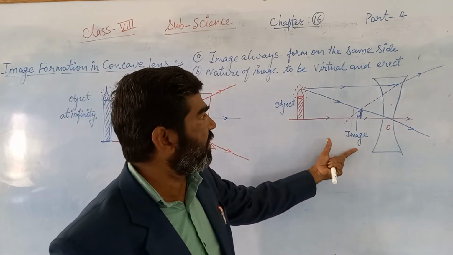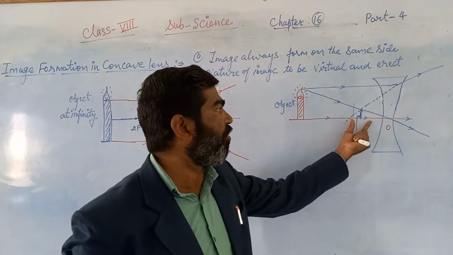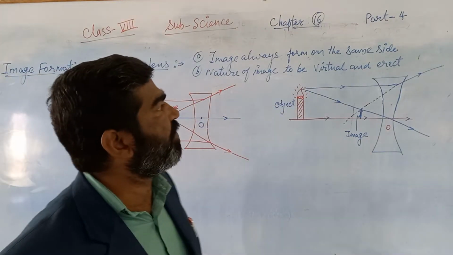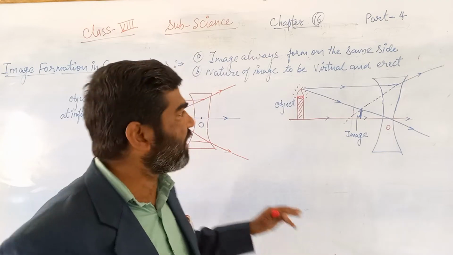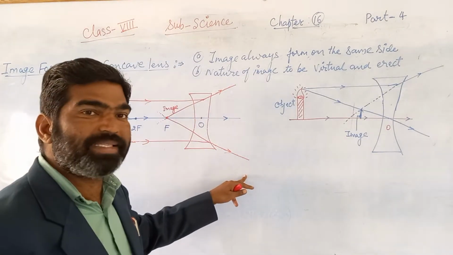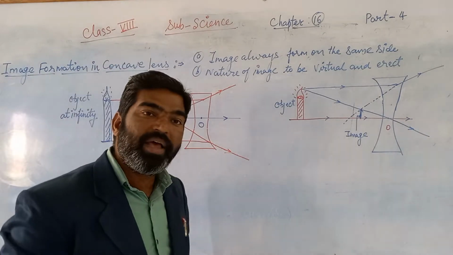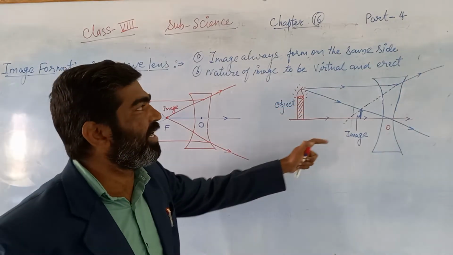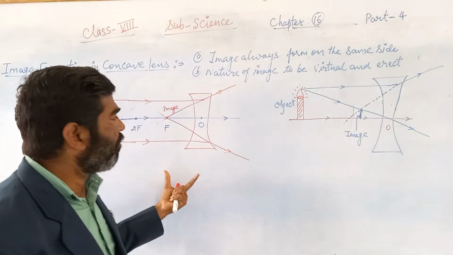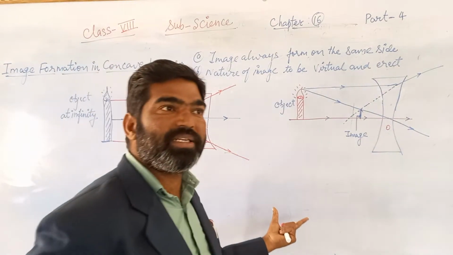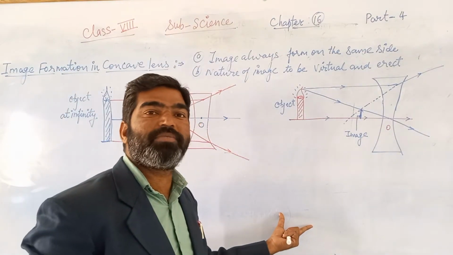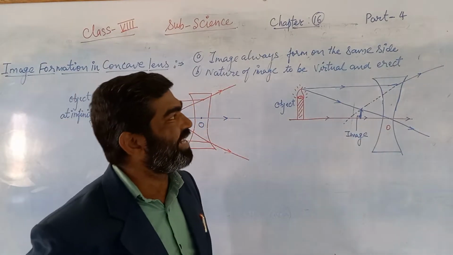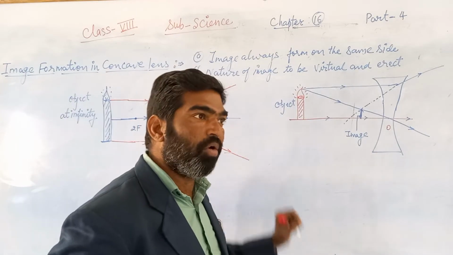Another case we see here: this object is kept here and the image is also formed here, on the same side. And second, the nature of the image is virtual and erect. Always in the case of a concave lens the image is virtual, which cannot be taken on a screen, and erect, always upright. Yesterday we discussed that in most cases, in 5 cases, the image was real and inverted, but here an erect and virtual image is formed by the concave lens.